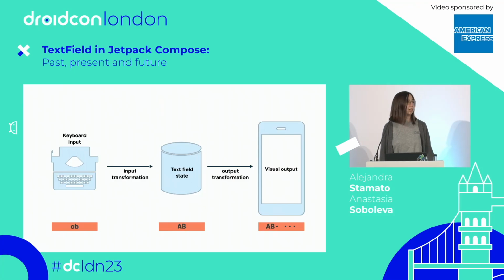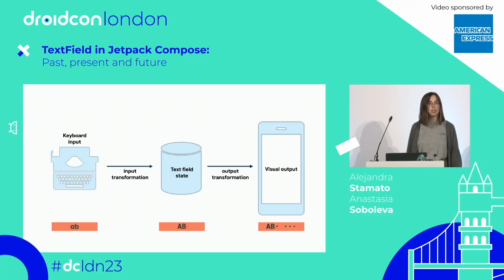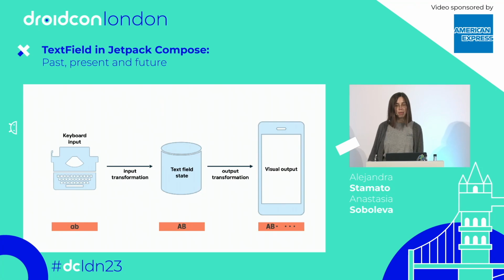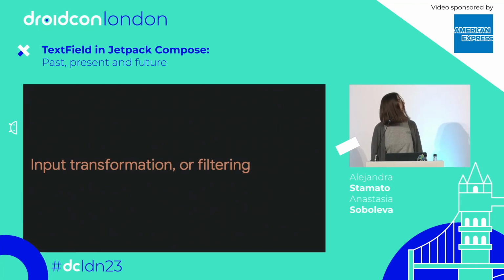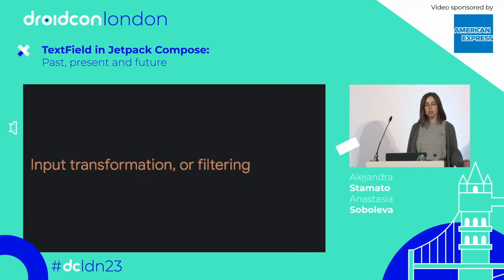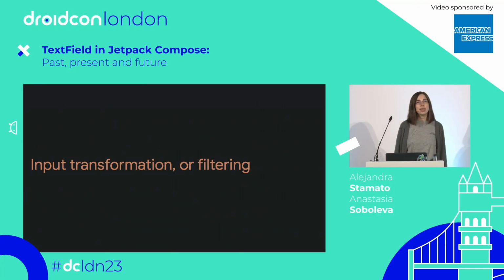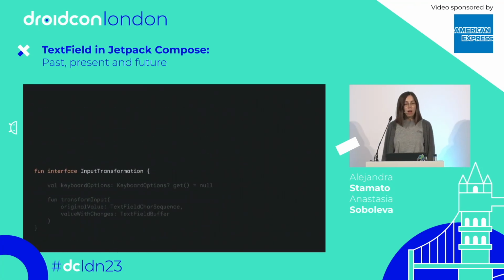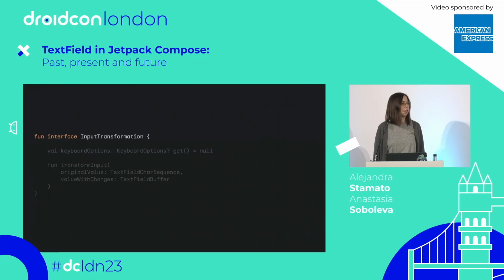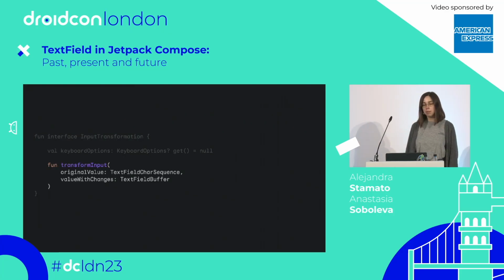So now if you read the text field state.text, it will show capital A, capital B. Okay, so now let's talk about this first part, the input transformation. You may hear us referring to it as filtering as well. Input transformation is a functional interface, or SAM interface.